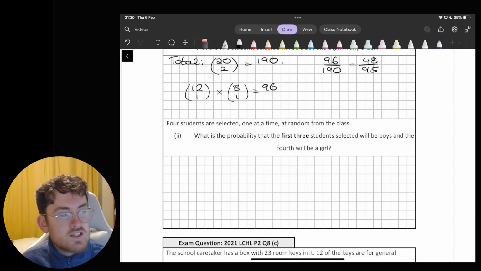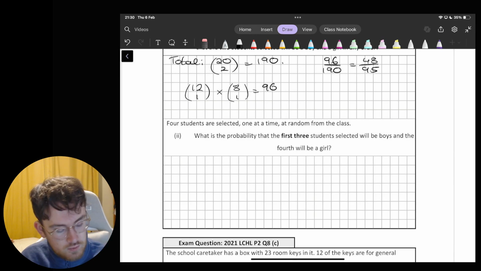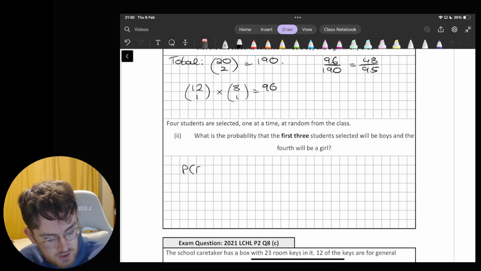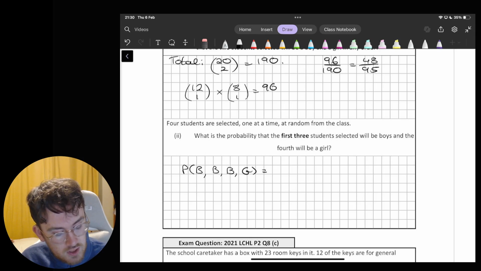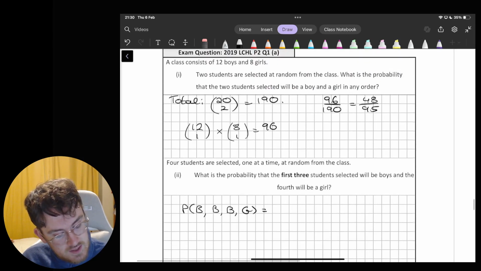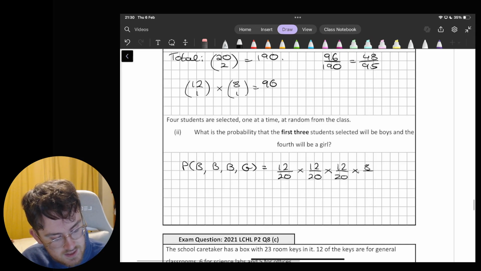4 students are selected one at a time at random from the class. What is the probability that the first 3 students selected will be boys and the 4th will be a girl? So let's just list out what we want here. We want boy, boy, boy, girl. The word I would be using there is the word and. The probability of getting a boy out of the class here is 12 out of 20. So we're basically saying 12 out of 20 times 12 out of 20 times 12 out of 20 times 8 out of 20.